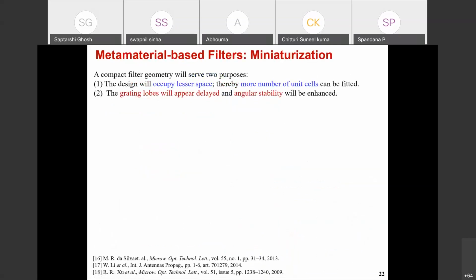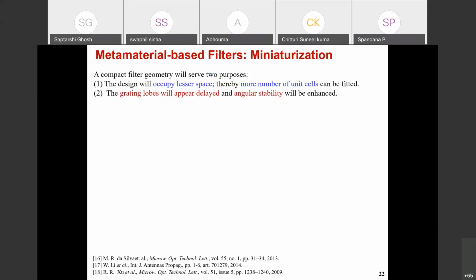But what are the applications of that? There are so many applications for these metamaterial based filters. Particularly, you can use it for miniaturization. Why is miniaturization required? Because this type of periodic structure has the unit cell geometry. A single unit cell is not going to work. You have to put multiple unit cell geometries in a particular place.